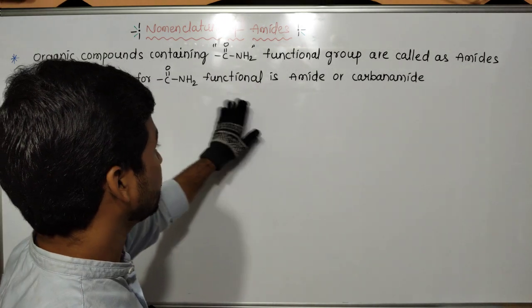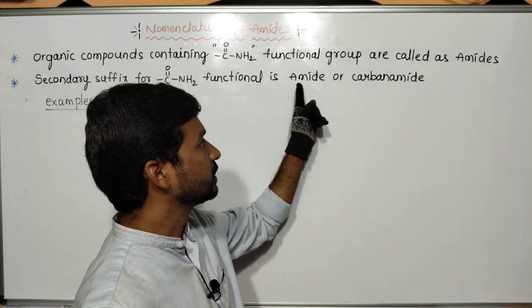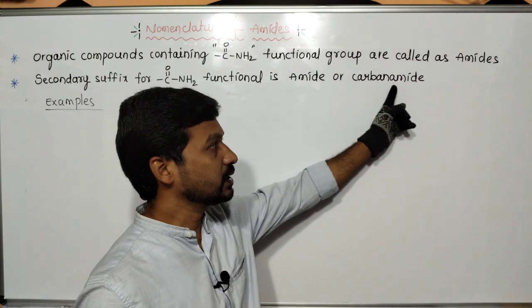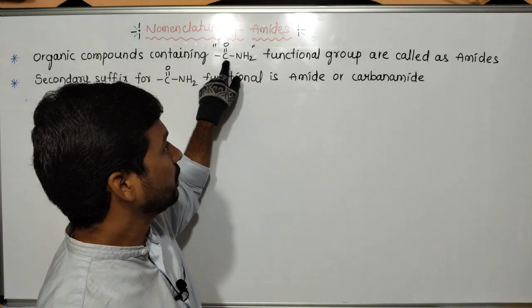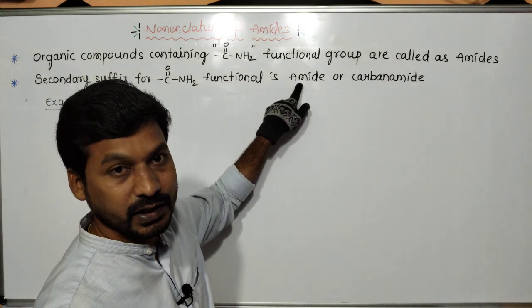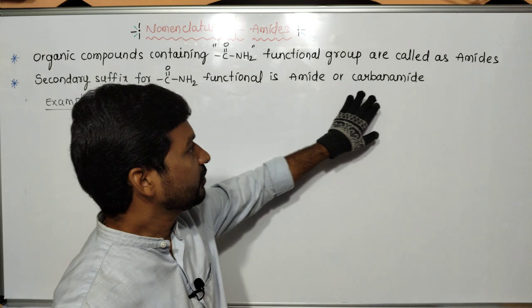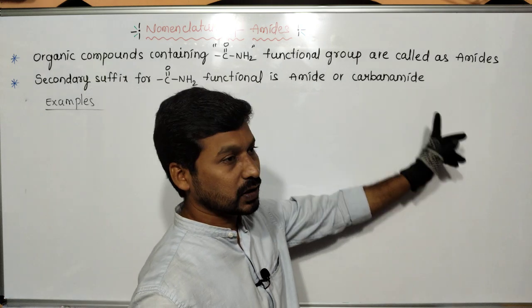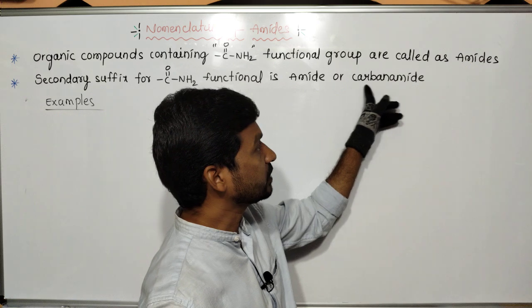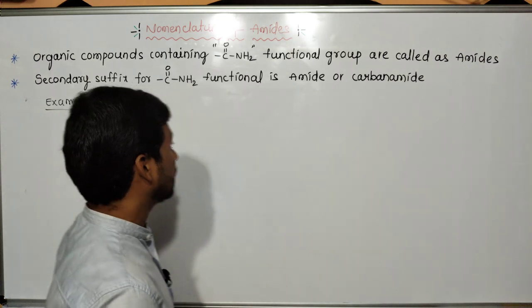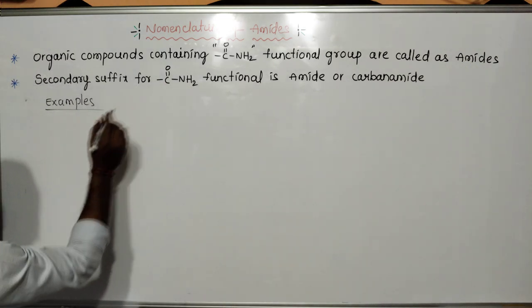For the CONH2 group, there are two secondary suffixes. One is amide, the other is carbonamide. If you count the carbon atom in the parent chain, then amide will be the secondary suffix. If it is not possible to count the carbon atom in the parent chain, then use the secondary suffix carbonamide. So I am going to give examples.